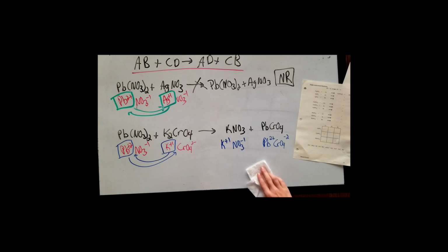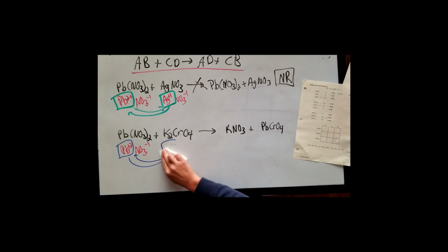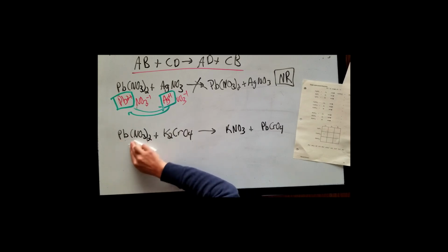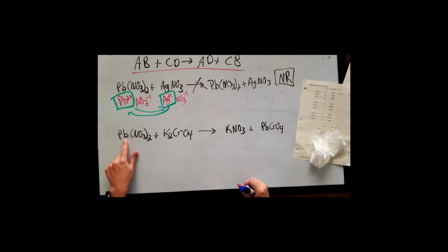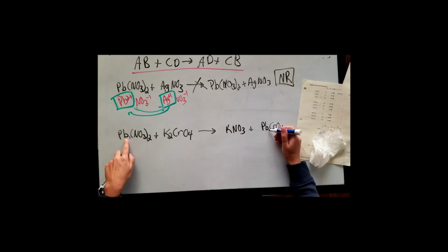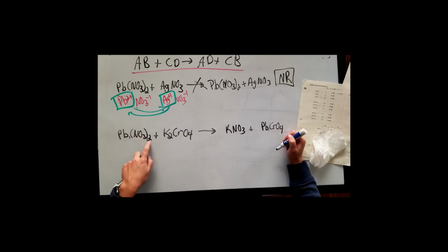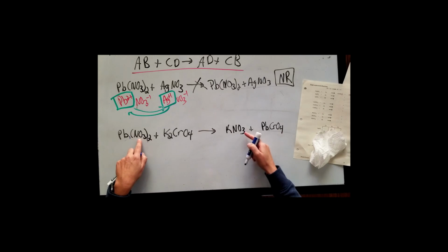All right, so once I have my products, we also need to balance. So let's look at how balancing this equation is going to be. Remember, you're trying to get the same amount and types of atoms on both sides of the equation. So I have 1 lead, because remember, we look at the subscripts, and that tells us how many we have of each. So 1 lead. Over here I have 1 lead as well. Looking at the NO3 ions, on the reactant side, I have 2 of them. So on the product side, I only have 1.